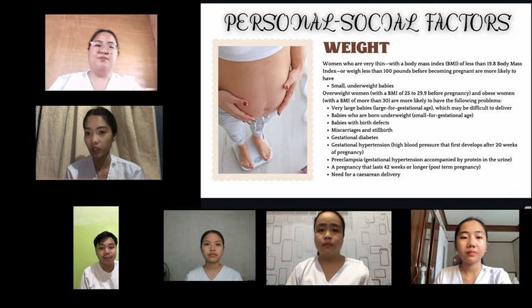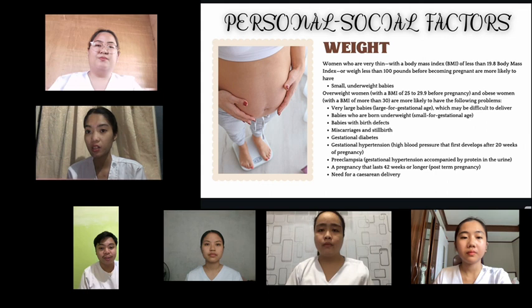Personal and social factors. Weight. Women who are very thin with a BMI of less than 19.8 or weigh less than 100 pounds before becoming pregnant are more likely to have small and underweight babies. Overweight women with a BMI of 25 to 29.9 before pregnancy and obese women with a BMI of more than 30 are more likely to have the following problems.